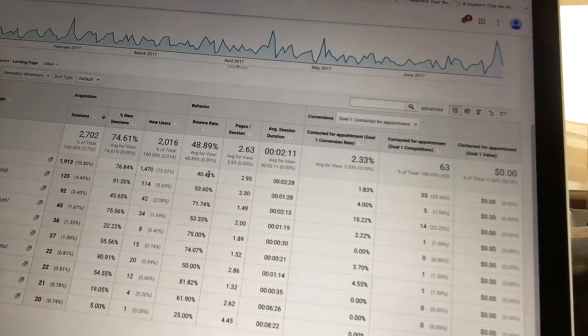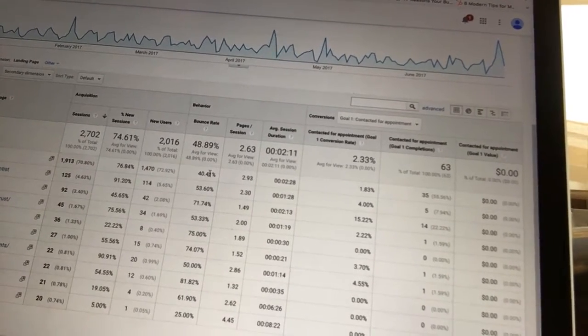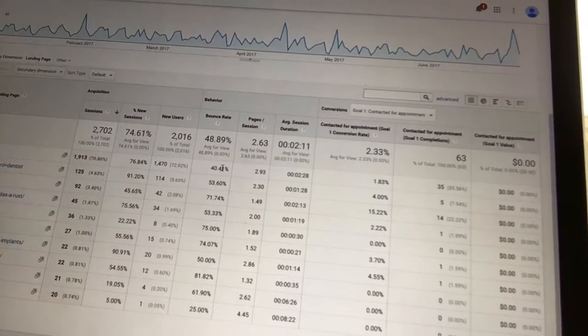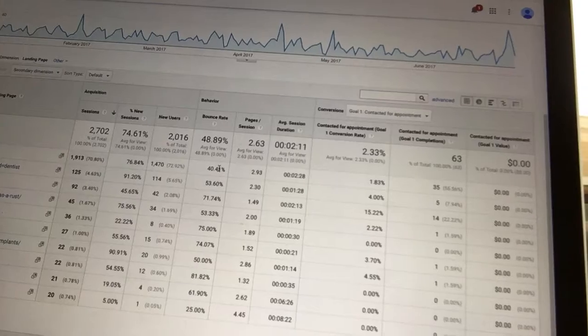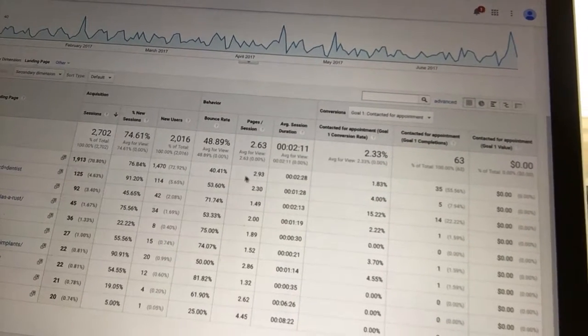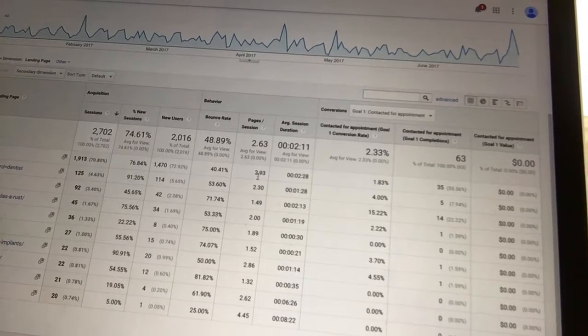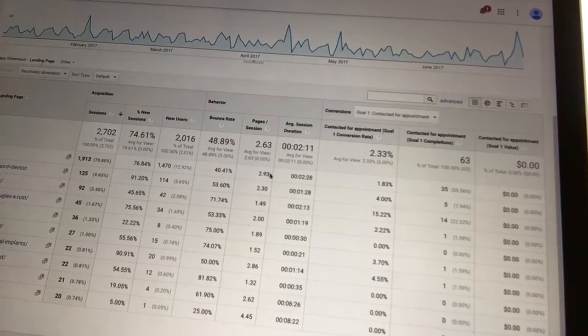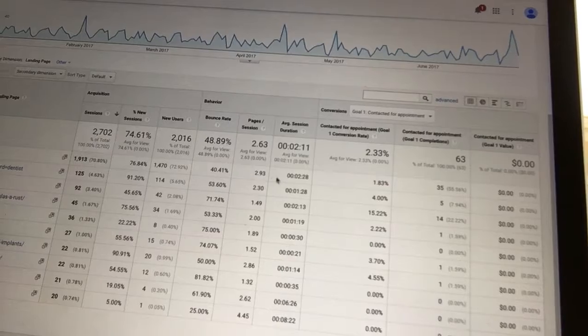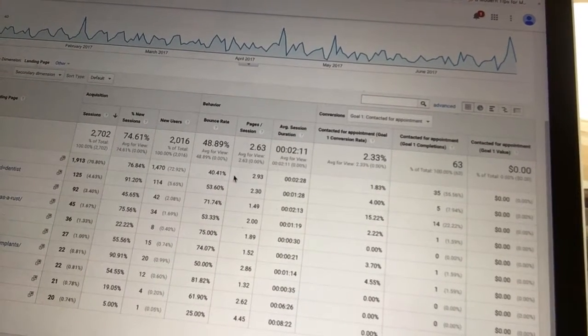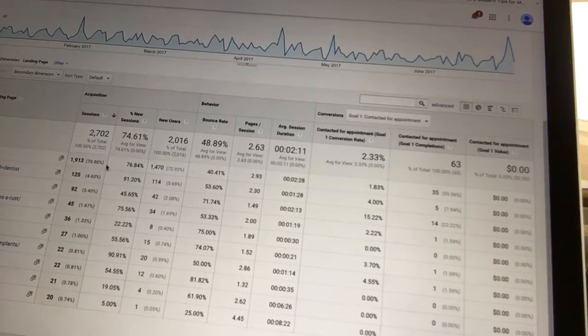That means that over six out of 10 people that visit the website are continuing to look around and go look at other pages. And then the other thing to note is when they go to the homepage first, on average, they're viewing almost three pages in their session, and they're on the site for almost 2 minutes and 28 seconds. So these statistics right here for the homepage are very, very good.